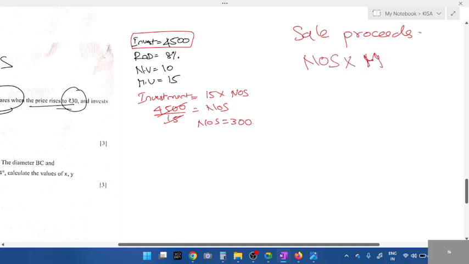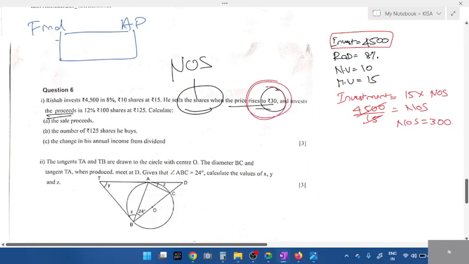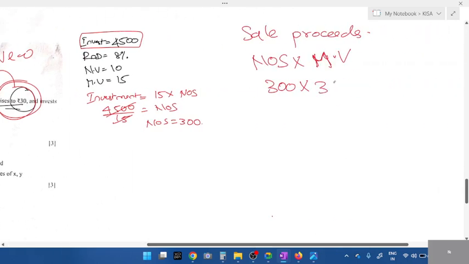Now the market value has changed. The number of shares, 300, is the same. What is the new market value we have? When the price rises to 30, that is the new market value. Remember, the new market value is 30, students. So what is the sale proceed? 9,000. Right? Sale proceed is 9,000. Completed till here. This is the sale proceed.